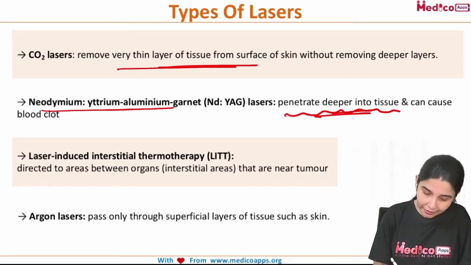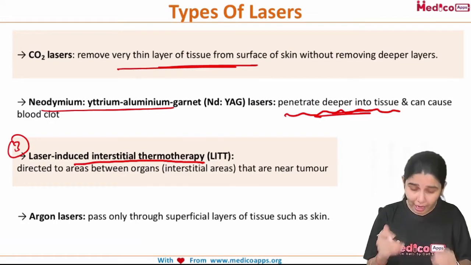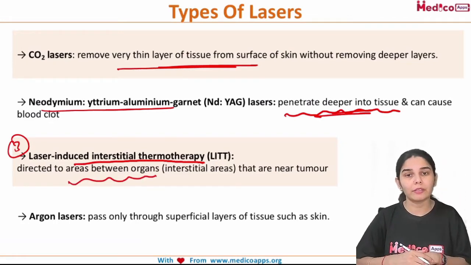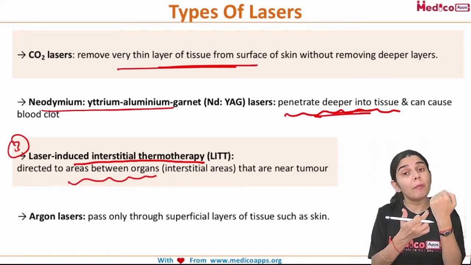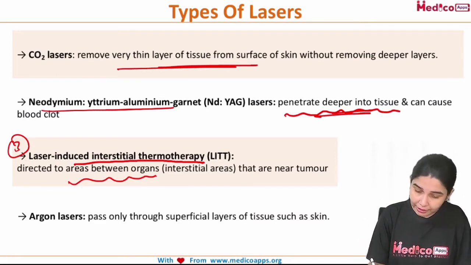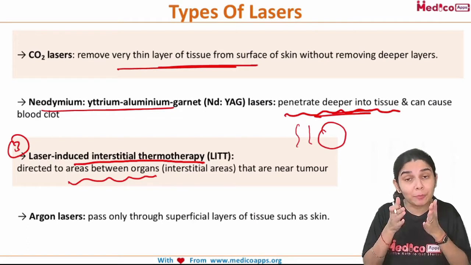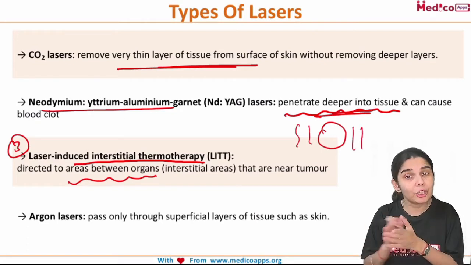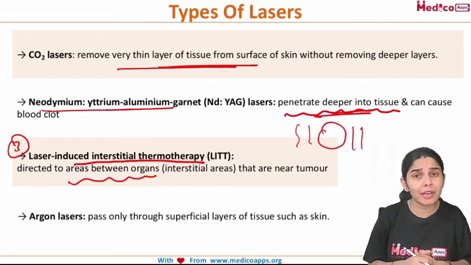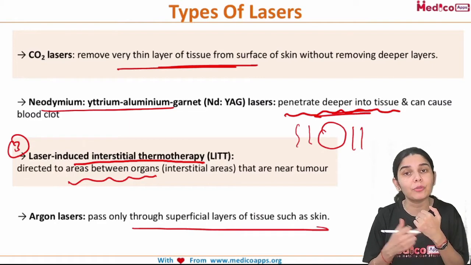The third laser we are going to discuss is laser induced interstitial thermotherapy. These kinds of lasers are directed to areas between the organs. That means it is entering and penetrating even deeper. So if this is the tumor and this is an organ present, these lasers can be directed to areas between those organs near the tumor. And the fourth one we are discussing is the argon laser, which passes only through superficial layers of the tissue such as skin.